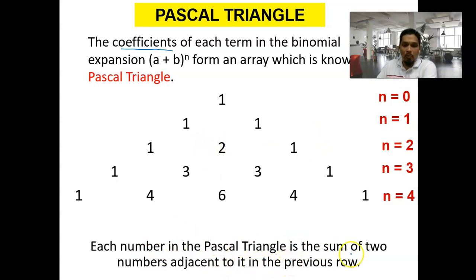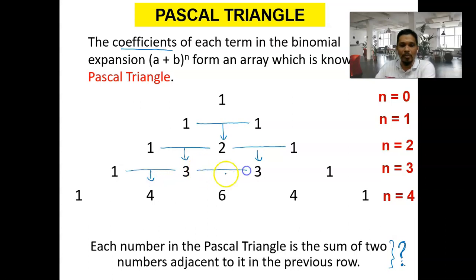So what is the meaning of this? Each number in Pascal's triangle is the sum of the two numbers adjacent to it in the previous row. Can you tell me what is the meaning of all this? Look at the first one here: 1 plus 1 equals 2. 1 plus 2 equals 3. 2 plus 1 equals 3. 1 plus 3 equals 4. 3 plus 3 equals 6. 3 plus 1 equals 4.